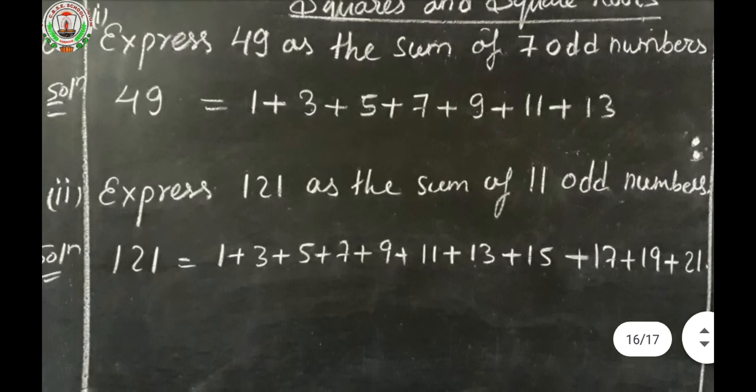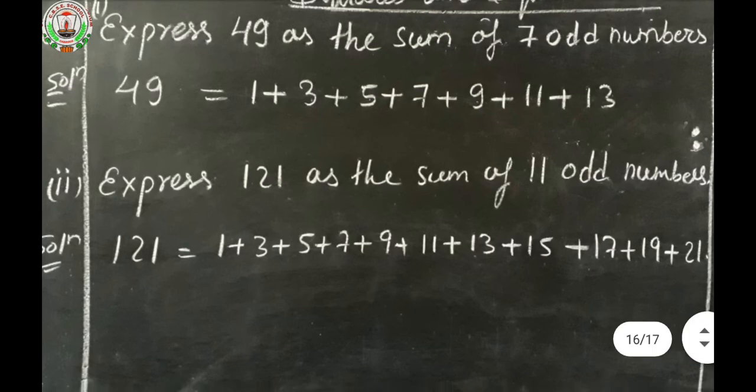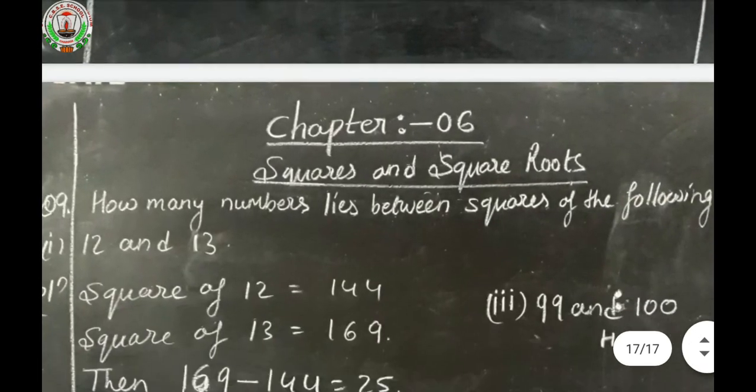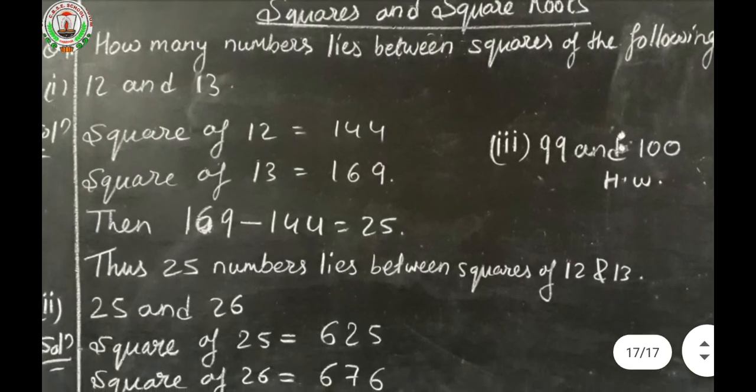Clear? Only odd numbers are to be added, as it is said 7 odd numbers. 7 odd numbers for 49, then 11 odd numbers for 121. That means the number of odd numbers you have to add is 7 and 11. You have to keep that in mind. It should not be more than 7 and 11. If it is more than 7 and 11, that means the answer is coming wrong. Clear? Okay.